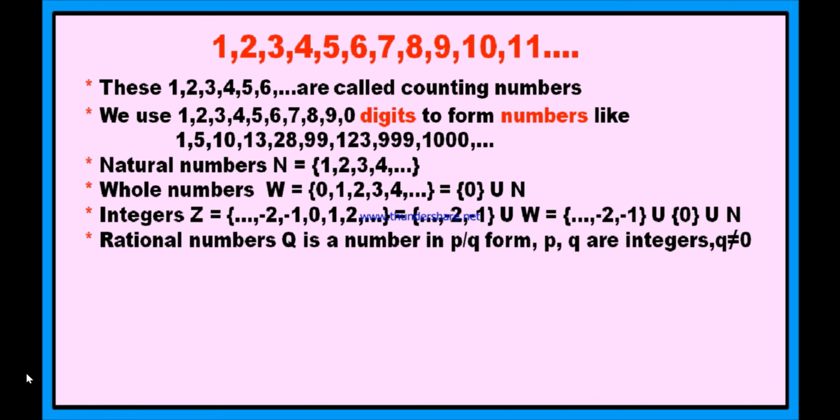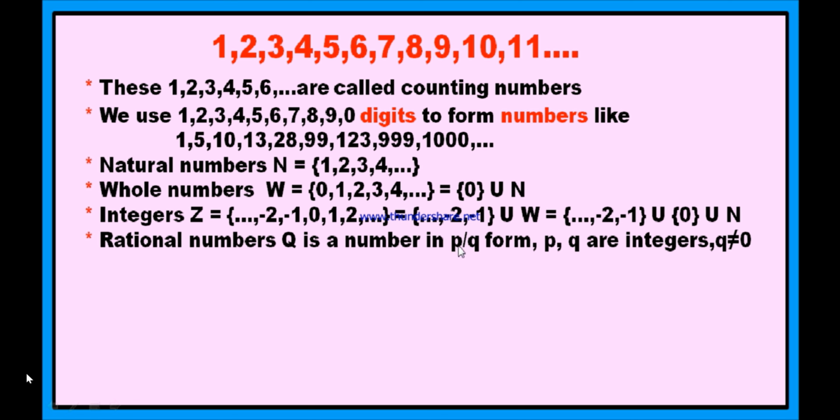The next set of numbers is rational numbers. The rational numbers are represented by the letter Q, but not with R. Q stands for quotient. You see, a rational number is a number which is in the form of p by q. Any number in the form of p by q is called a rational number. But the condition is p and q should be integers and q should not be equal to 0. Rational numbers are represented by the letter Q, and a number in the form of p by q where p and q are integers and q not equal to 0 is called a rational number.